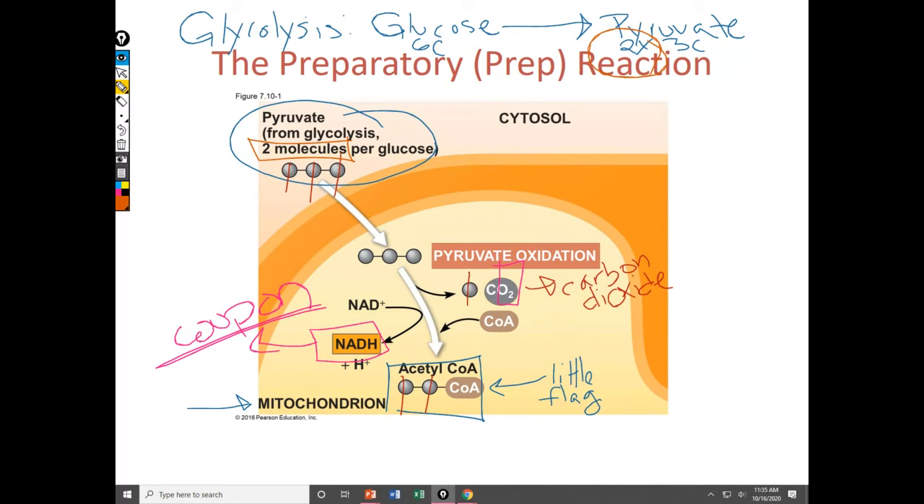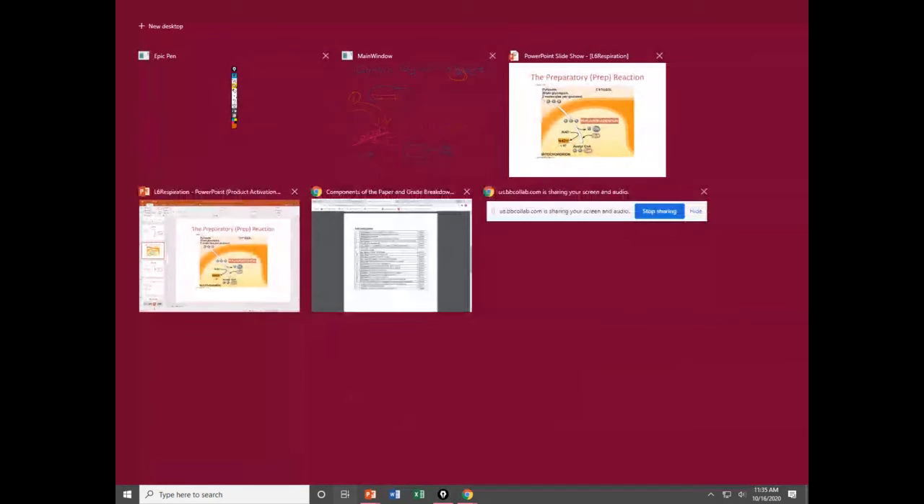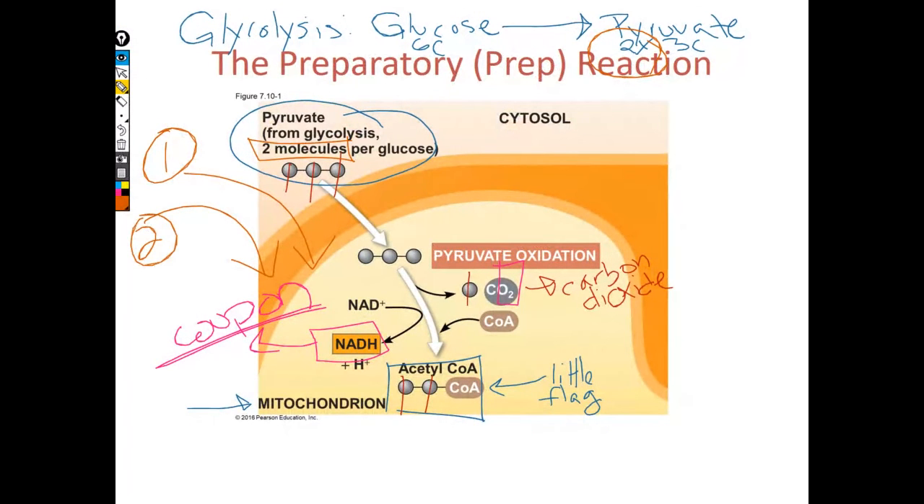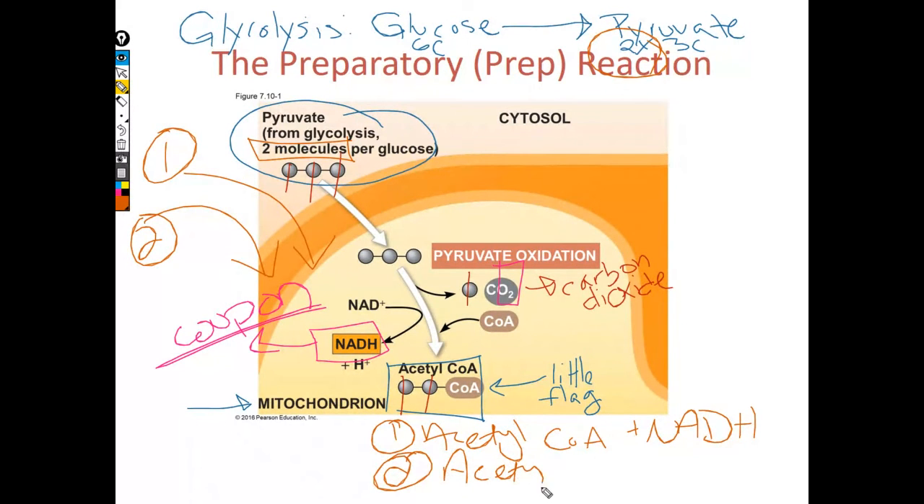Remember, we started with 2 pyruvate. So we're going to go through this process once. Twice. Okay, so we're going to get 1 set acetyl-CoA and NADH, 2 sets acetyl-CoA NADH.